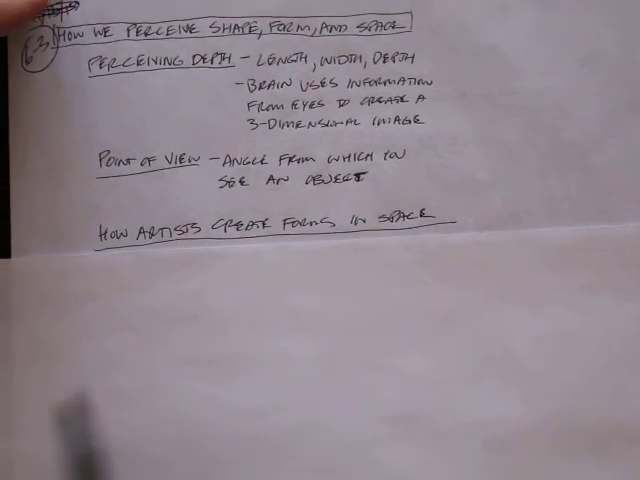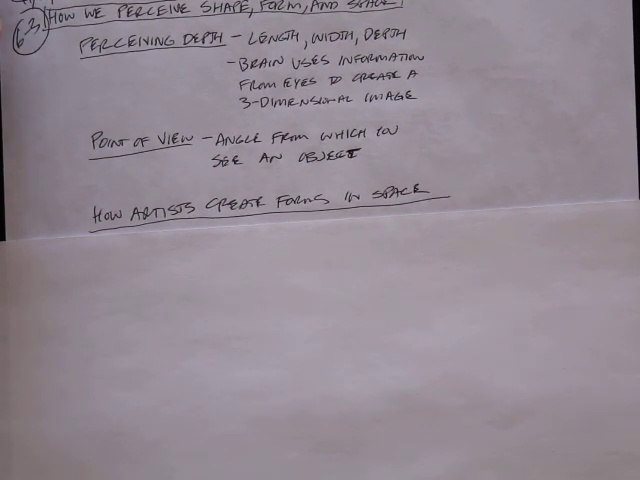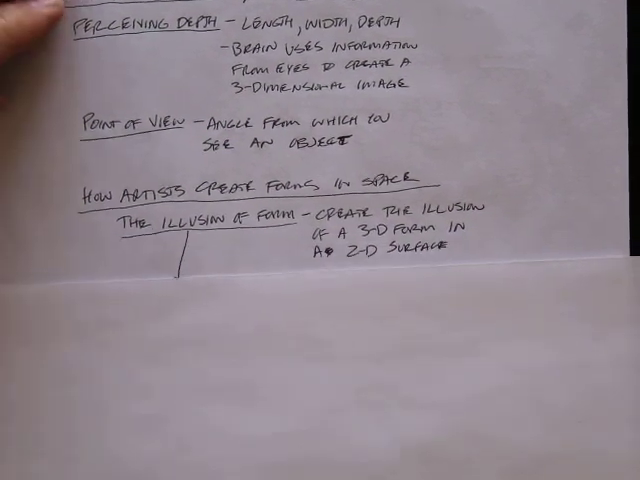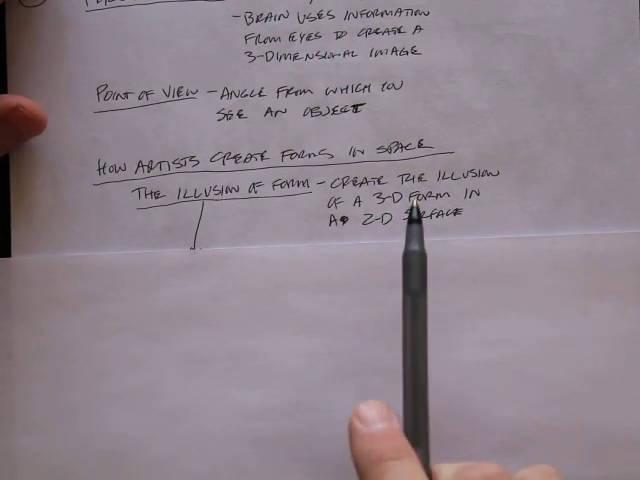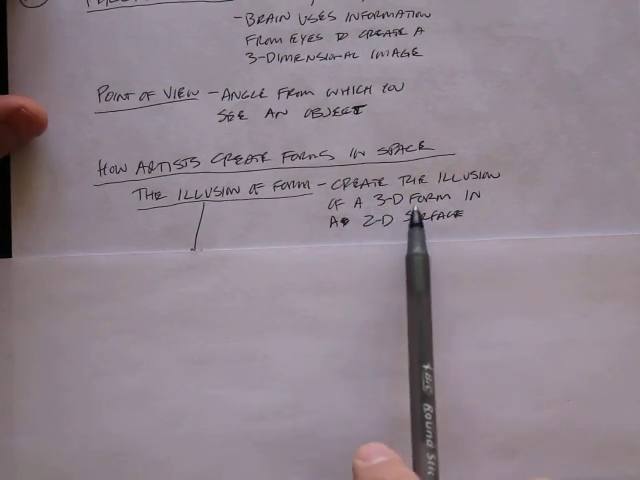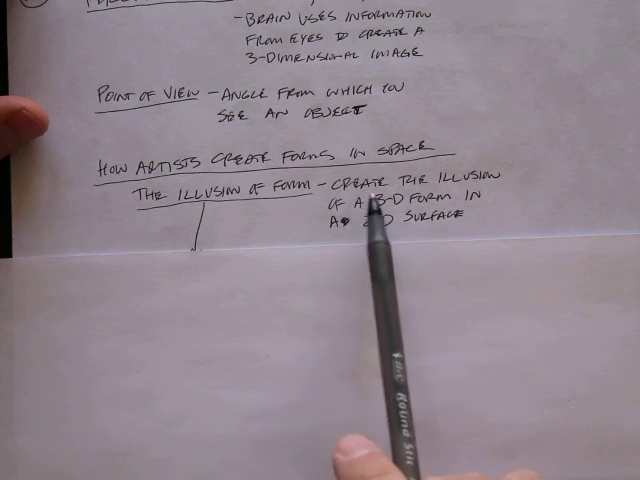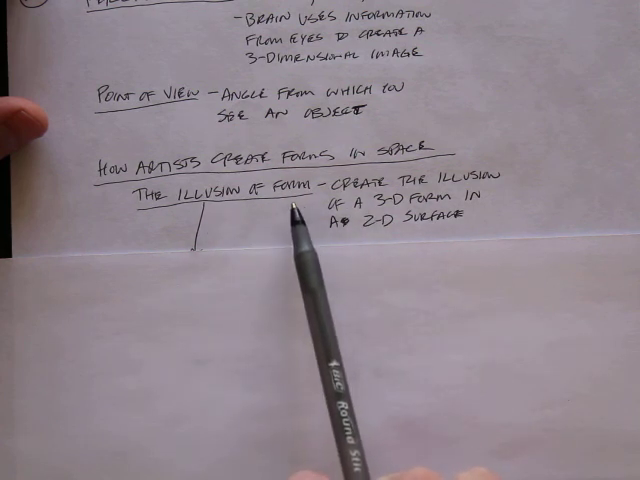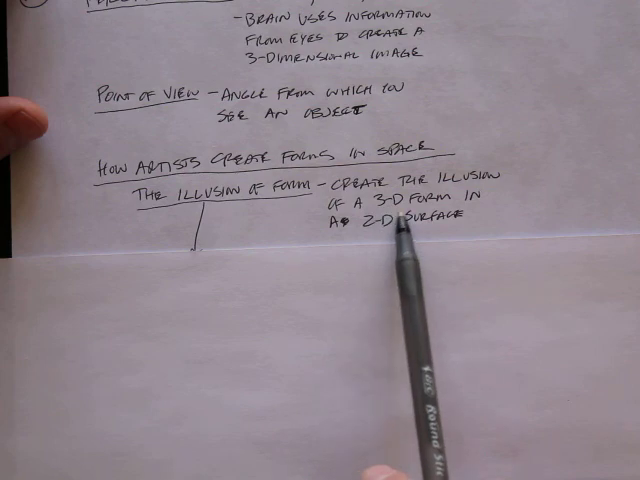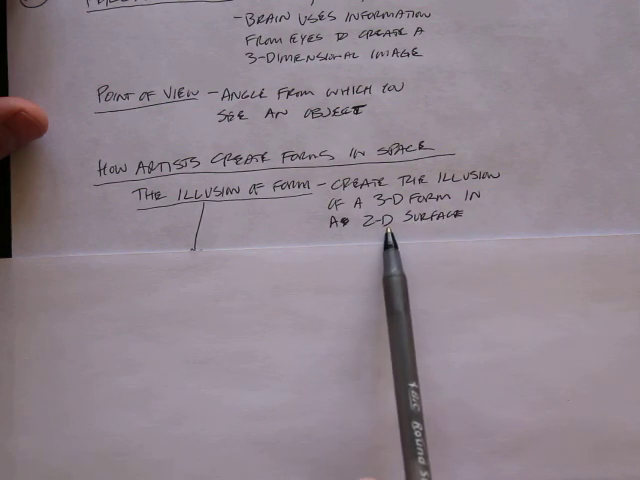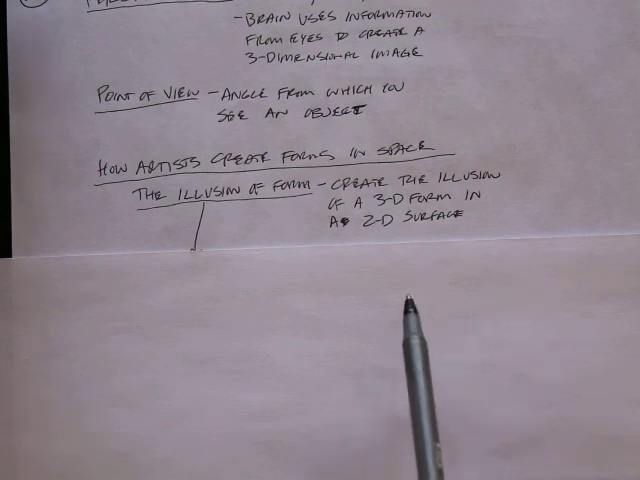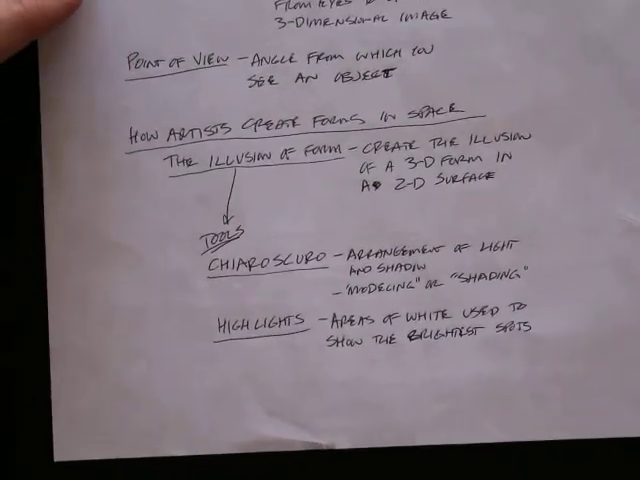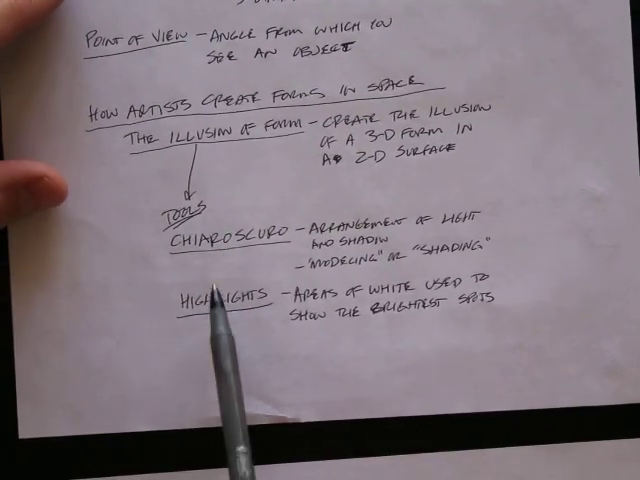Now, we're going to talk about how artists create forms in space. So we're going to talk about the illusion of form. When we draw something in 2 dimensions, a lot of times we try to make it look like it's 3 dimensions, but really we're drawing on a 2-dimensional surface. So we're going to talk about here the illusion of form, creating the illusion of a 3D form on a 2D surface. So on a piece of paper, we're going to try to make something look like it's 3-dimensional. And here are some tools that we use.